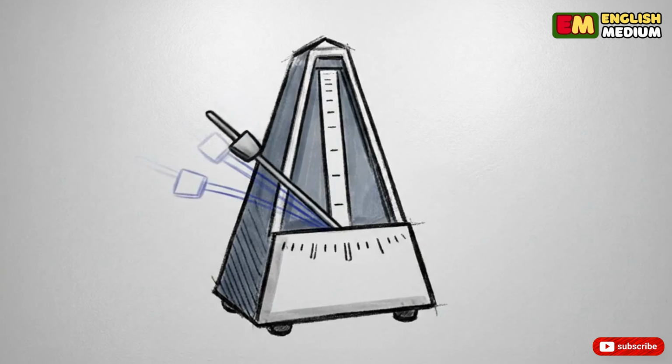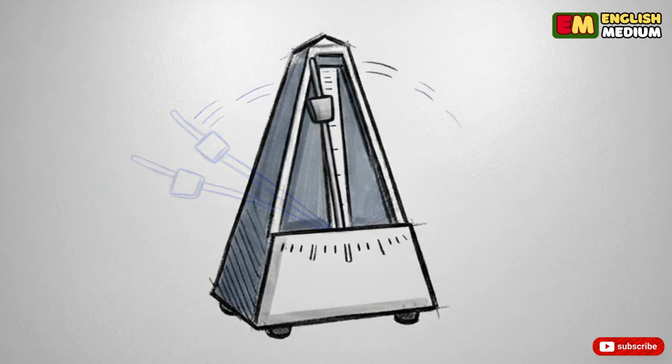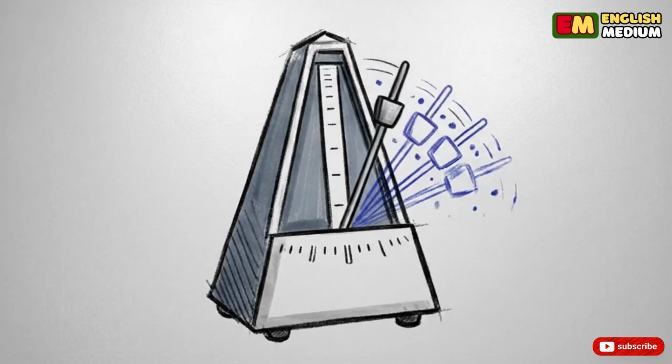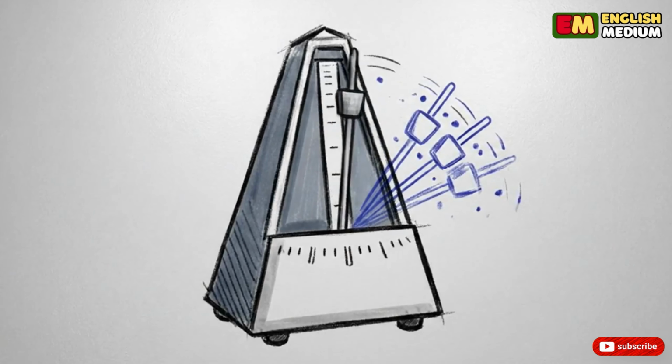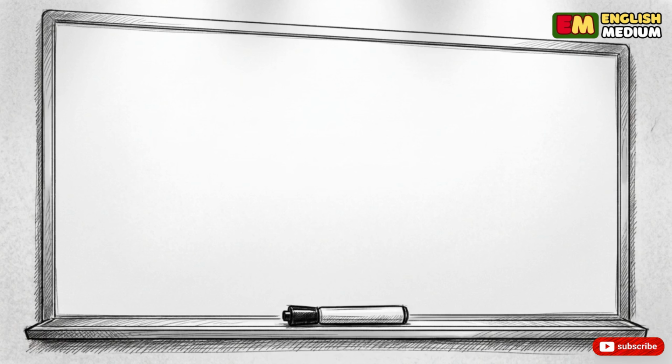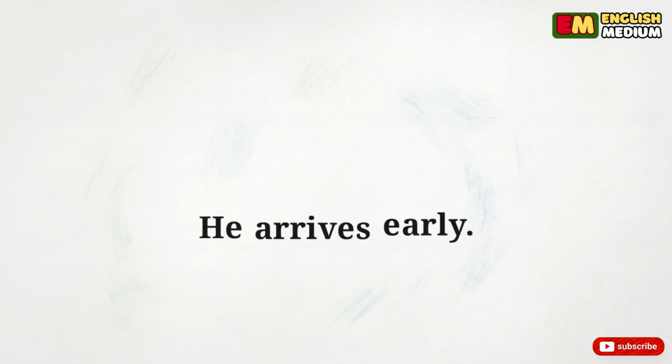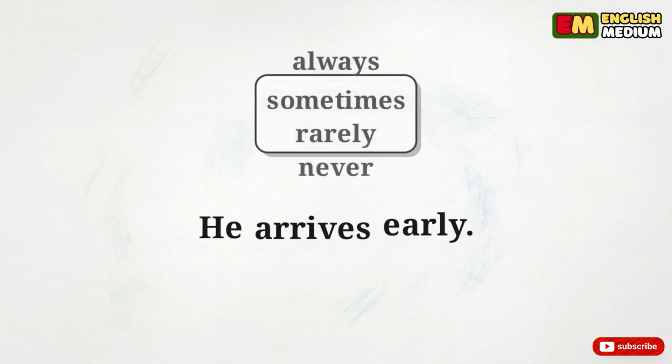Then we have adverbs of frequency. Think of these as the tempo markers of language. They tell us how often an event occurs. Let's try a quick exercise to see how we can change the tempo of a very basic statement. Here is our base statement. He arrives early. Above it, a list gives us options: always, sometimes, rarely, never.